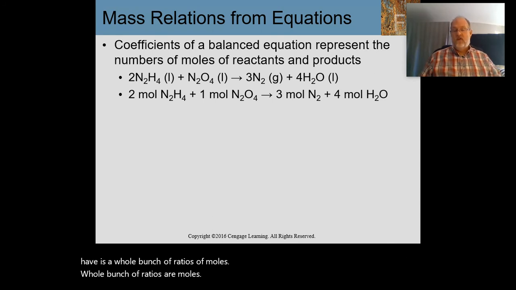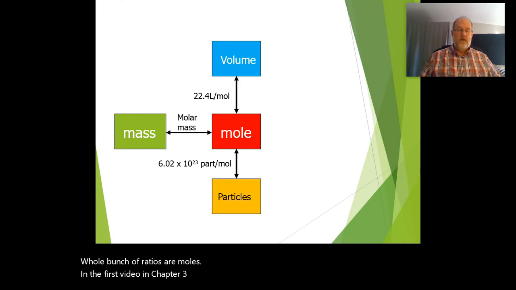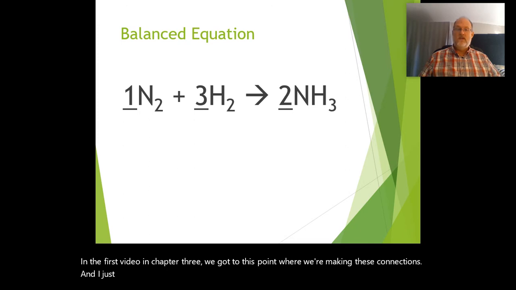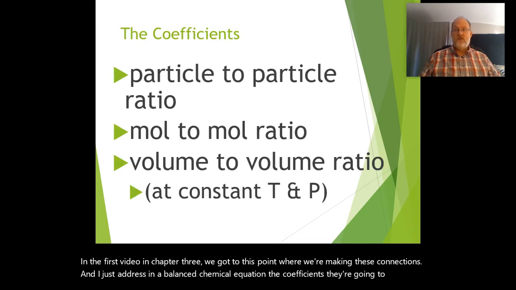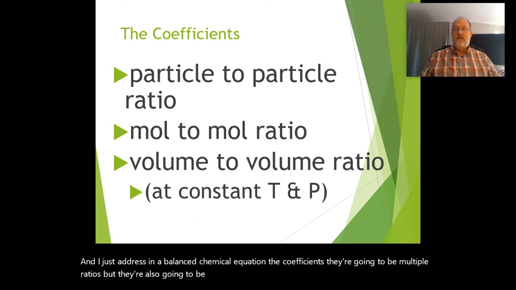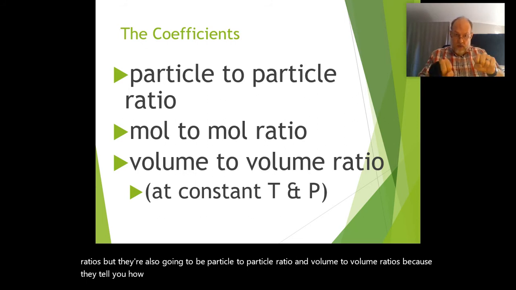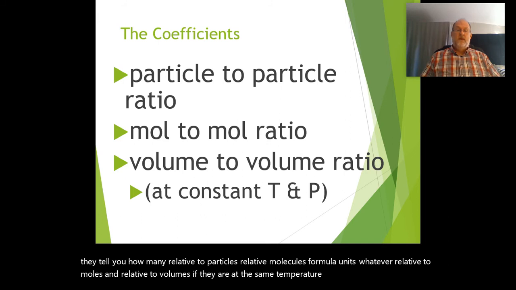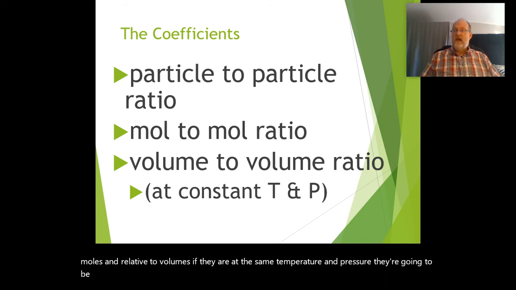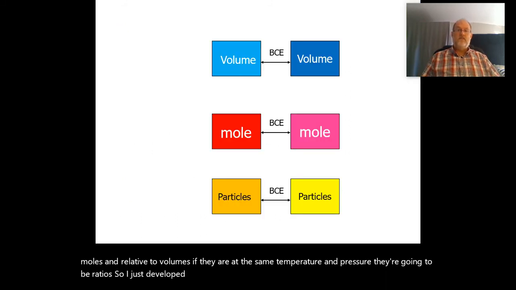In the first video in chapter 3, we got to this point where we were making these connections. And I just addressed in a balanced chemical equation, the coefficients are going to be mole-to-mole ratios, but they're also going to be particle-to-particle ratios and volume-to-volume ratios, because they tell you how many relative to particles, molecules, formula units, whatever, relative to moles and relative to volumes, if they're at the same temperature and pressure. So I just have developed a middle ground, a middle of this table.